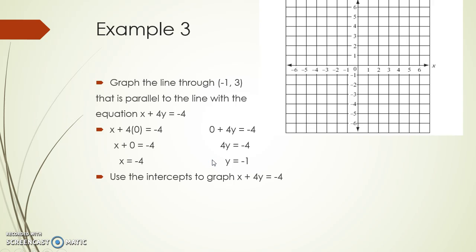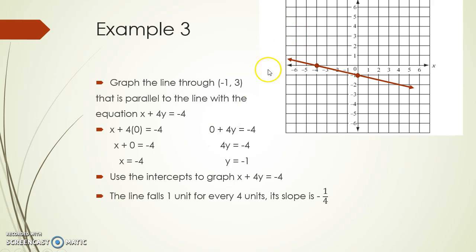Now we're going to use those intercepts to graph our original equation. I'm going to graph a point at -4, 0, because I know that's my x-intercept, and a point at 0, -1, because that's my y-intercept. And I'm going to draw a line to connect those two. When I look at this graph, I see that from the first dot to the second dot, it falls once and moves to the right 4 times, which means my slope is -1/4.